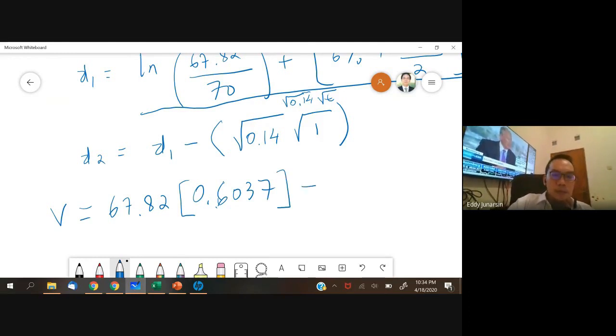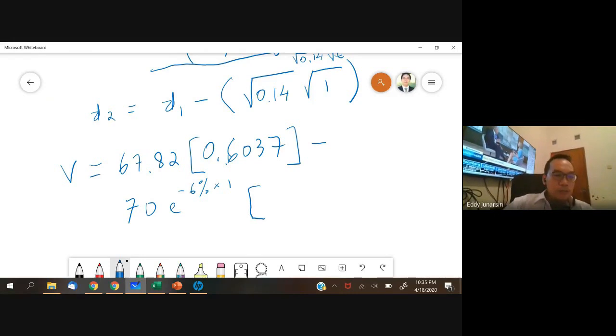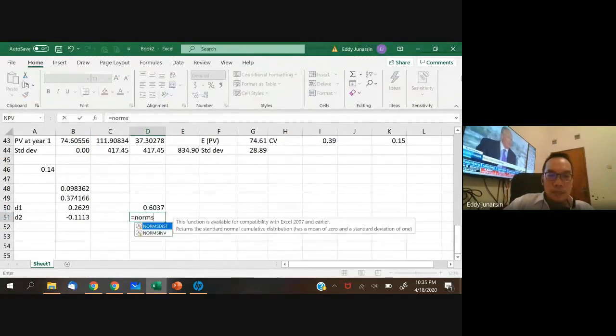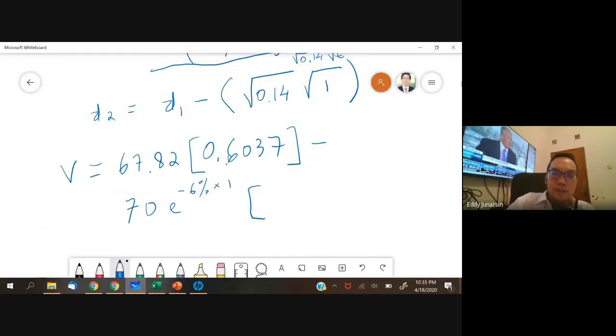Minus the X, the strike price at 70, times e to the power of minus the base rate, 6% times T. T is 1. Multiplied by the cumulative distribution function of D2. So NORM.S.DIST of this one. So 0.4557.